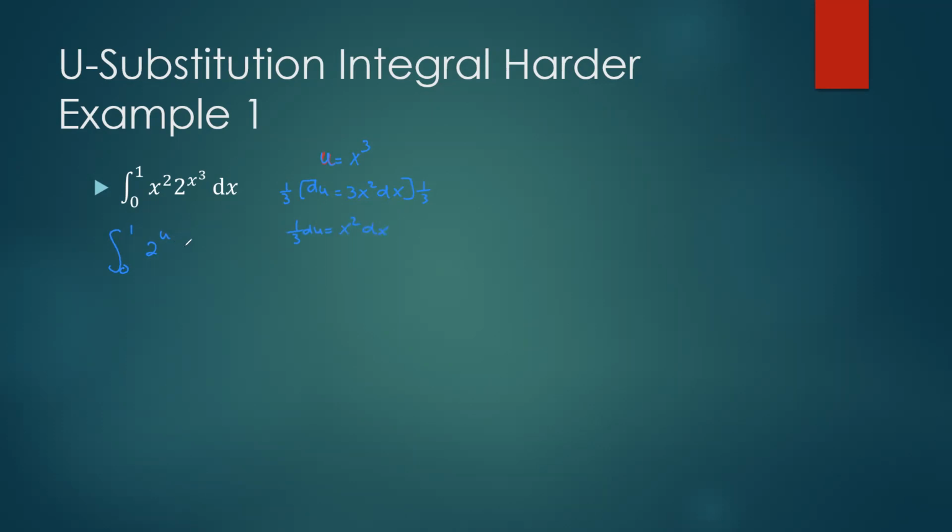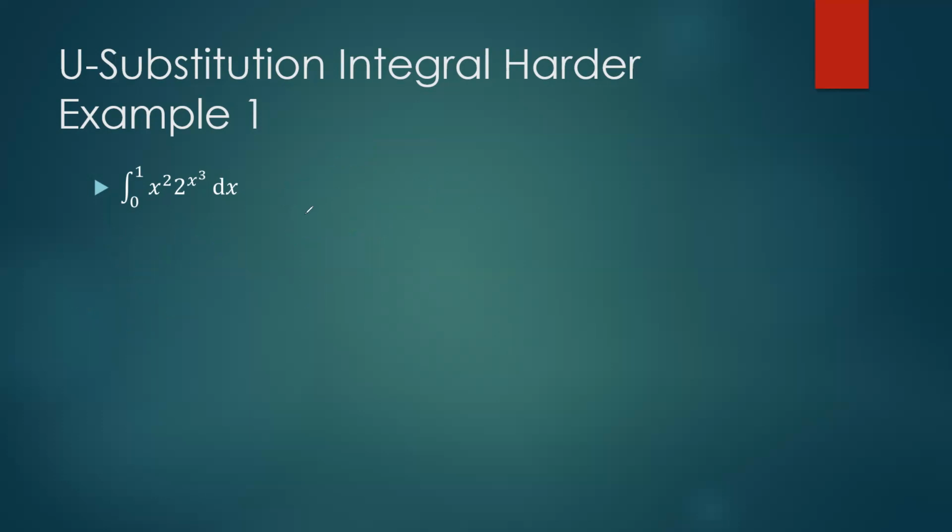Yeah, it looks good. But the thing is, you would take out this 1/3, and then it would be 2 to the u du. The only problem is we don't know what the integral of 2 raised to the u is, right? We know that the integral of e to the x is e to the x. We don't know this. So we're going to have to do something else. We're going to have to use what we know.